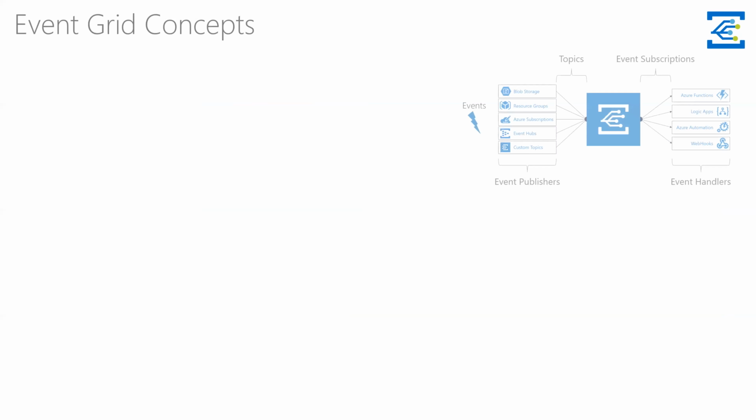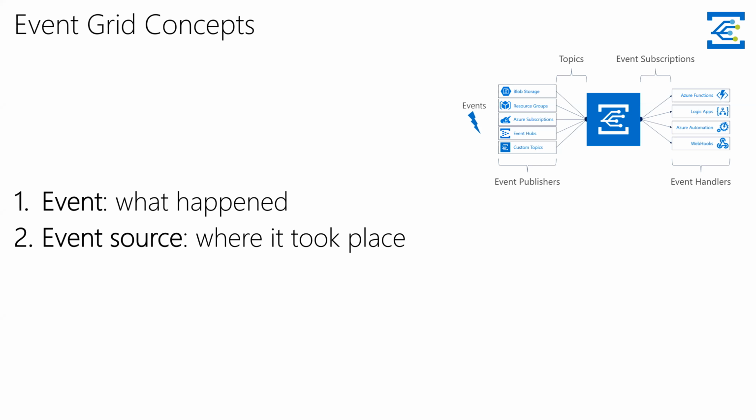So let me briefly go over some of the concepts of Event Grid. Some of them we've seen. The event is what is happening, right? What are we notifying about? Event source is where it's taking place. It is important because if it's an Azure service, there's less work to do. But if, for example, it's a custom topic, then there's a little bit more work that needs to be done because we need to create a custom topic where those messages will be published.